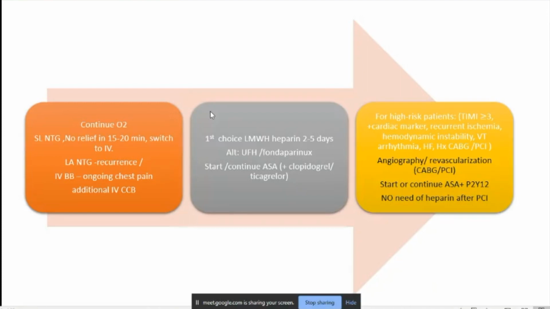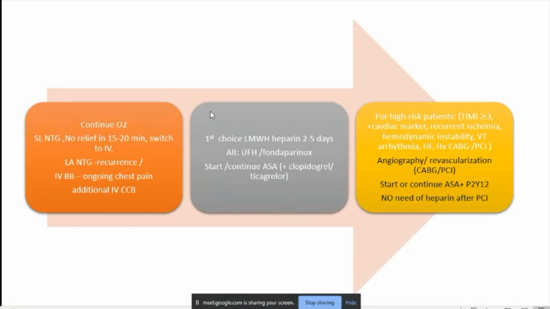If there is no relief in 15 to 20 minutes, we switch the patient to IV nitroglycerin, and we can also consider the IV beta blockers. Okay, so sometimes in recurrence we can give a long-acting one, and also we can consider the IV beta blockers if the patient has ongoing chest pain. And despite the nitroglycerin and beta blockers, if the patient still has the pain, we can add IV calcium channel blockers. So here one difference is that the patient is using IV rather than oral.